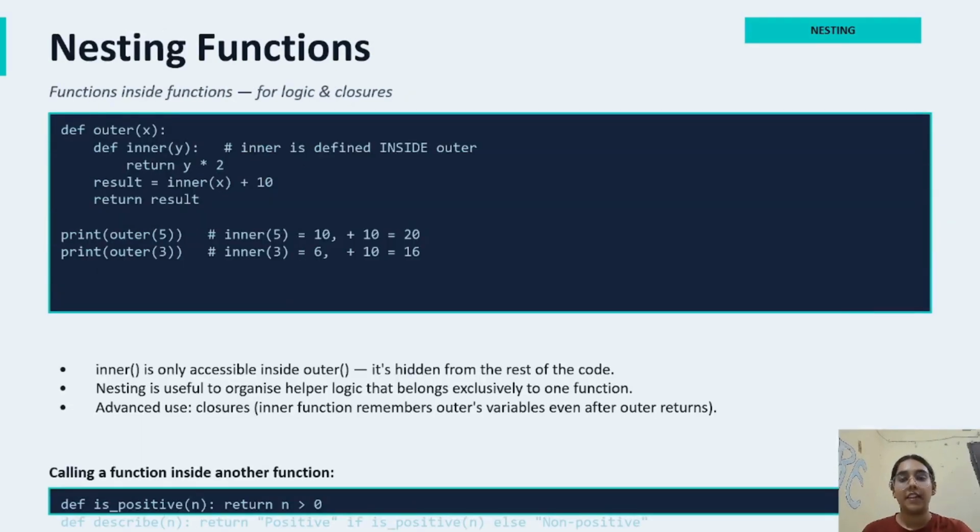Next, we have nesting functions. Did you know you can define a function inside another function? This is called nesting. The inner function is hidden from the outside world. Only the outer function can use it. This is great for organizing helper logic, and at an advanced level, this leads to something called closures, but that's a topic for another video.